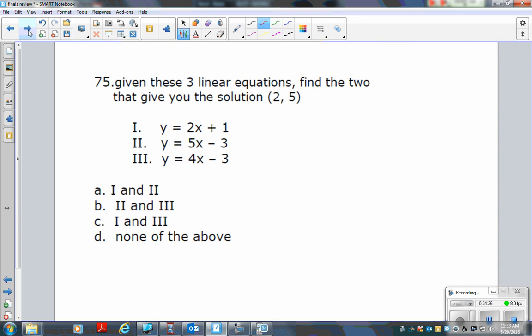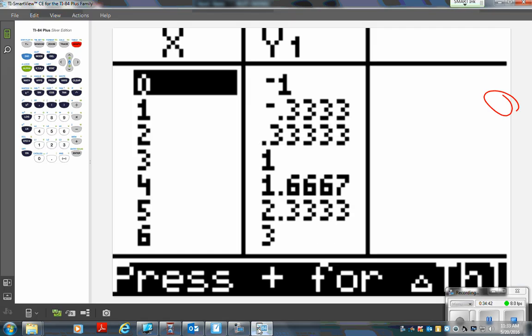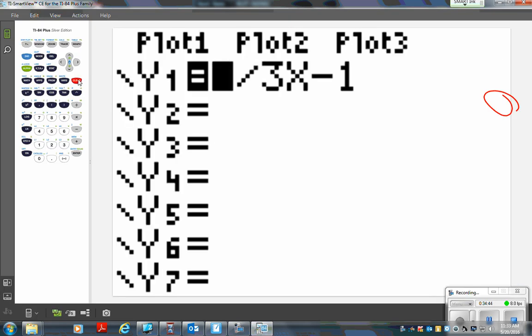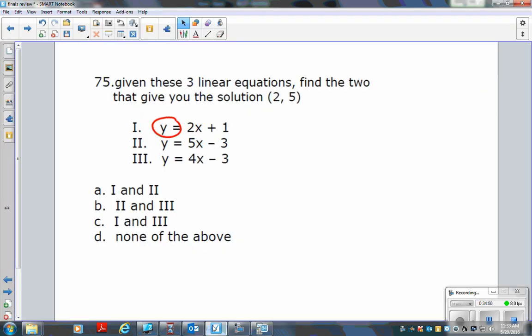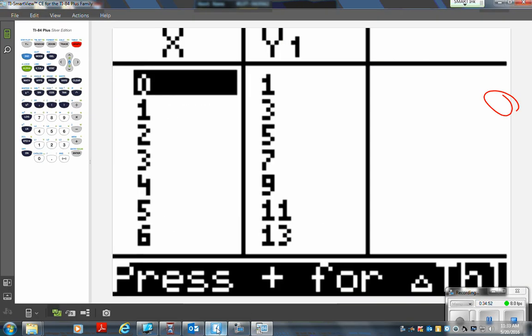Now, how do we find out the solutions to these? Well, since they say y equal to, all we got to do is plug them in the calculator. The first one we have is y equal to x plus 1. Does that have 2, 5? Yes.